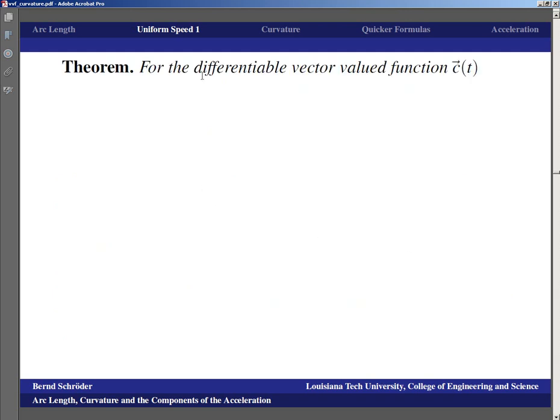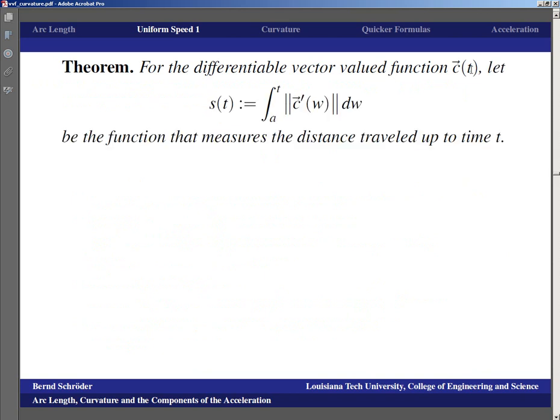So let's see. Theorem. If you take the differentiable vector valued function c of t, now this has its regular undistorted time clock. We set s of t to be the distance traveled up to time t, the integral from a to t of the norm of the velocity dw. So that will be the function that measures the distance traveled up to time t. Well, then we let s inverse be the inverse function of that if it exists. So everything here is qualified, if we want to be completely formal, on the assumption that things really do exist, but that is something that we would worry more about in an abstract math class. Typically in applications these things work out.